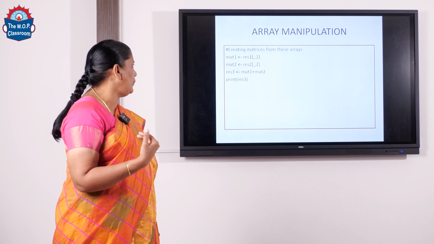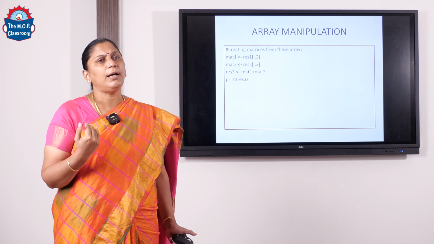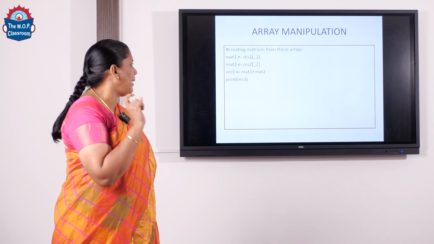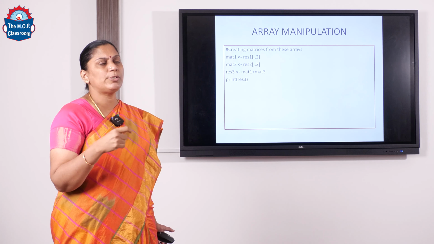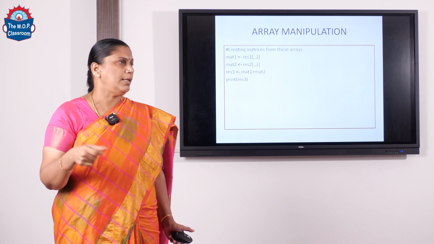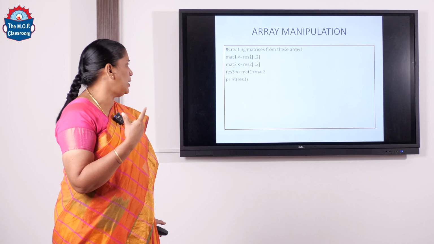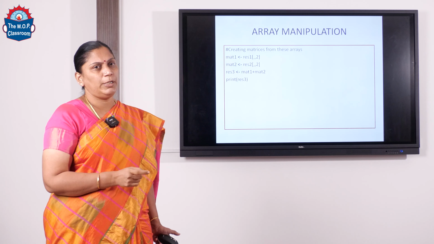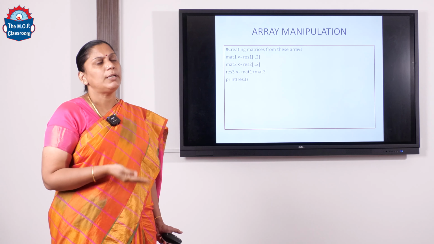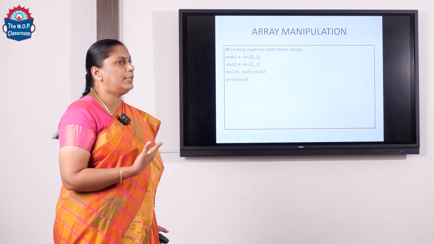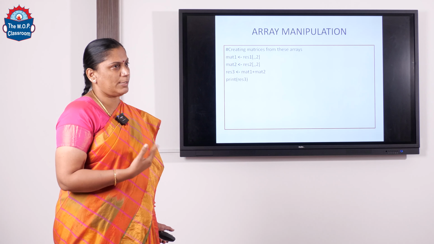Similarly, matrix 2 we are extracting from the second array res2. So matrix 1 will have the elements of the first array and matrix 2 will have the elements of the second array, and we are doing a manipulation on the array by using an addition operation. We are going to add the first matrix and the second matrix, store the result in res3, and print res3.